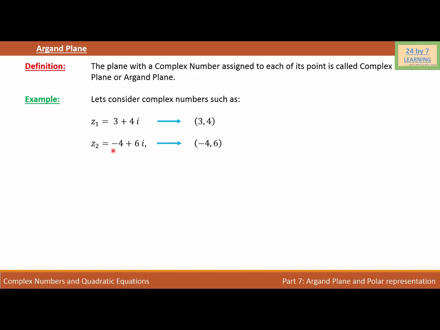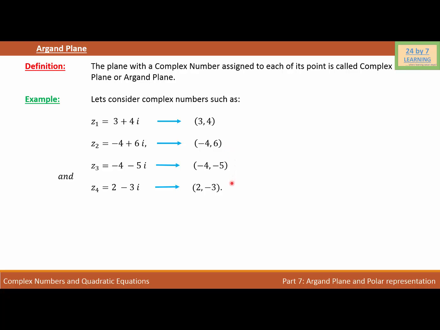My next complex number is z2, which is negative 4 plus 6i, and the ordered pair for this complex number is (-4, 6). My third complex number is z3 equals negative 4 minus 5i, and if I represent this complex number in terms of an ordered pair, I will write (-4, -5). And my last complex number is z4 equals 2 minus 3i, and the ordered pair for this complex number is (2, -3).